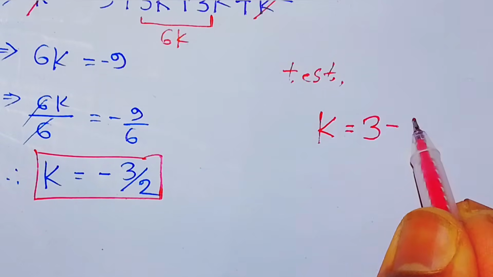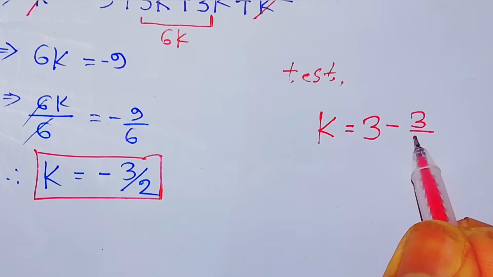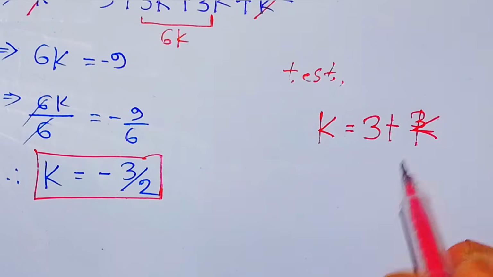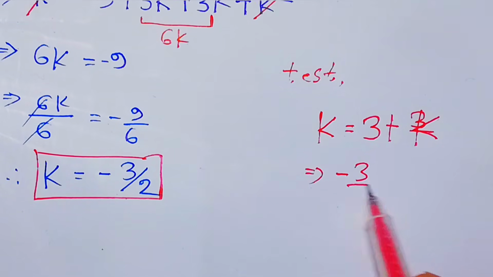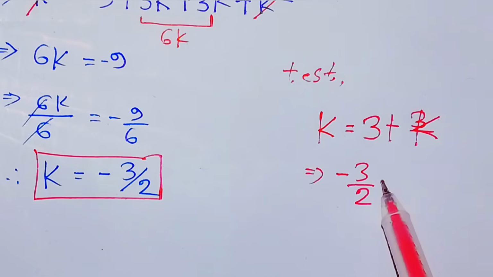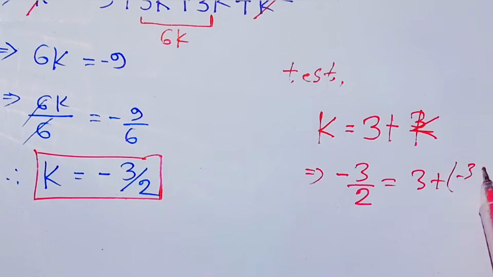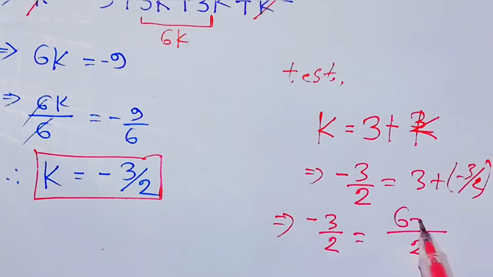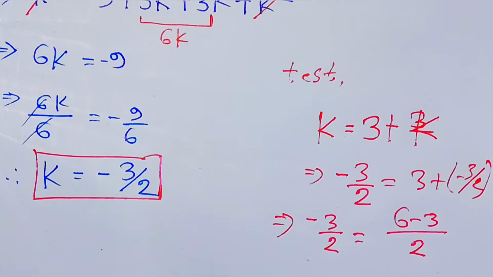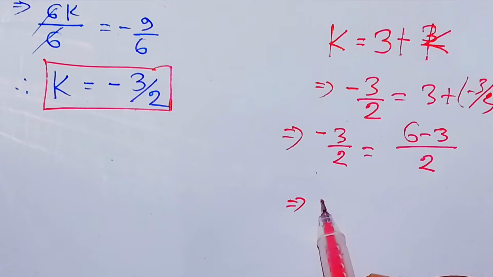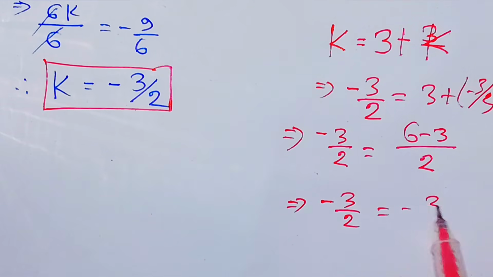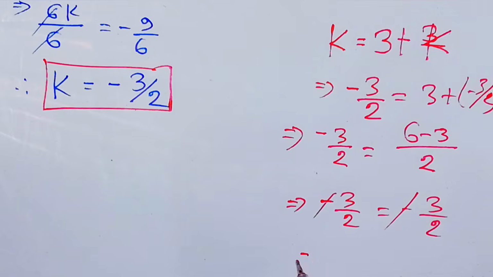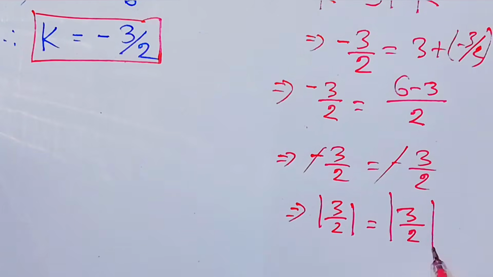So we just test the value k equal minus 3 by 2 in the equation k equal 3 plus k. We input this k value in the equation, and we get minus 3 divided by 2 is equal to 6 minus 3 divided by 2. So here we can easily take minus 3 by 2 is equal to minus 3 by 2. Then this minus will be cancelled out and we get the modulus value of both sides equal 3 by 2.